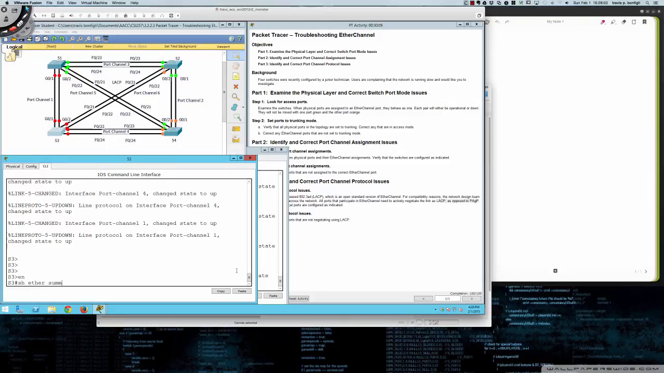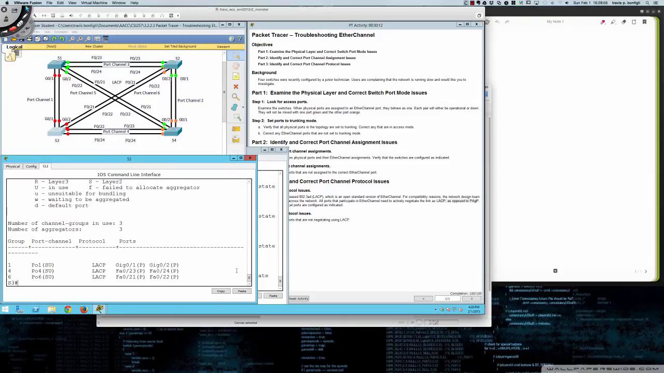So show etherchannel summary. All right, fantastic. We had to reload the switch, but obviously we had completed all of the tasks. Again, it could very well be a Packet Tracer bug. It could have been something with the order of operations, which I doubt. But in the end, we've been able to troubleshoot each of the switches to determine what the issues were across all of the switches, and now all of those issues have been resolved.